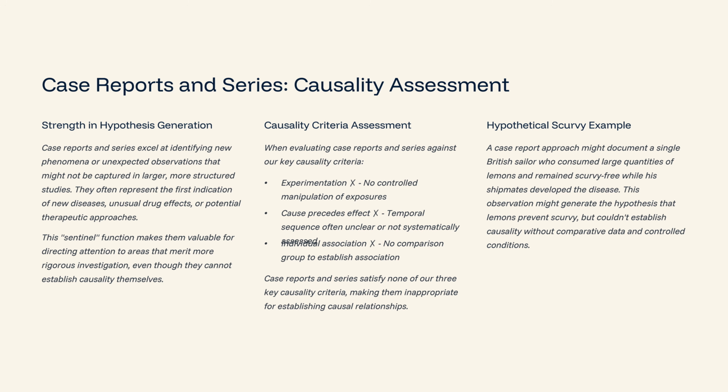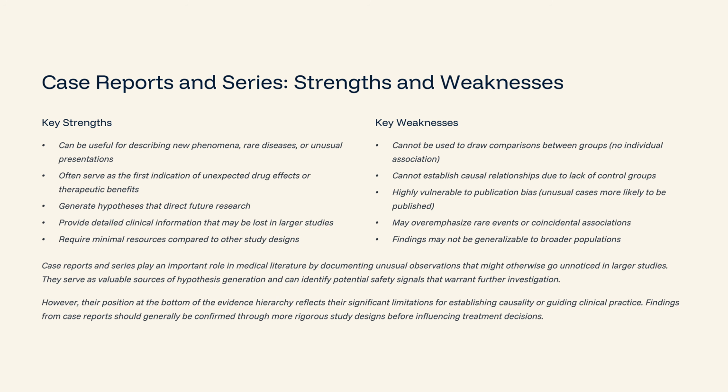In terms of the scurvy example, a case report might document a single British sailor who consumed large quantities of lemons and then remained scurvy-free. So then you can say, hey, maybe if we did an intervention study where we gave sailors lemons versus not lemons, maybe there's something there to study more. So it generates hypotheses. What are some strengths of case reports and series?